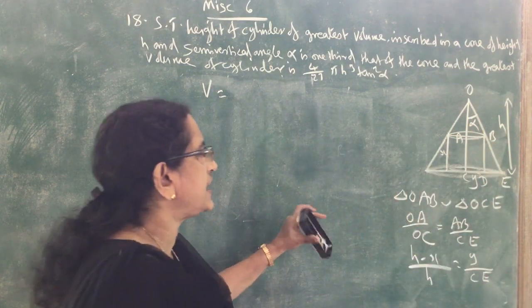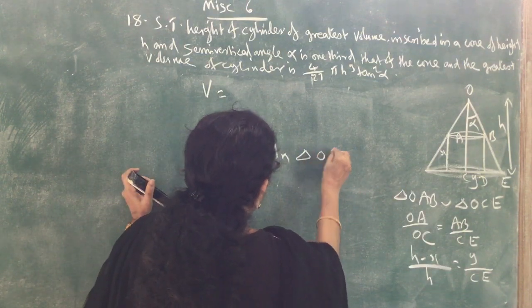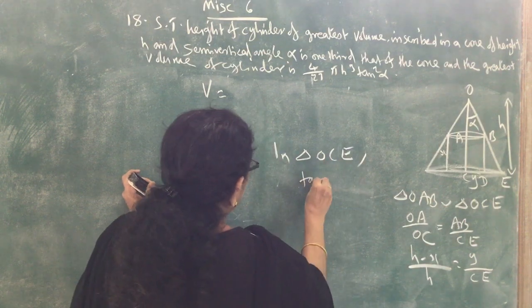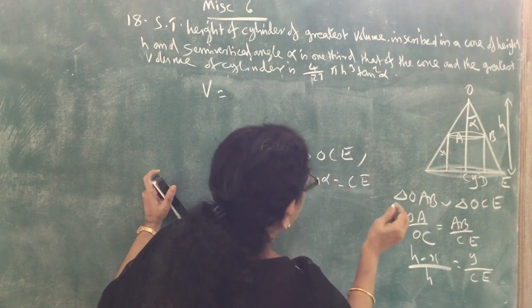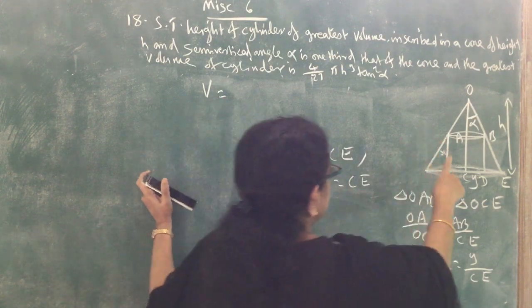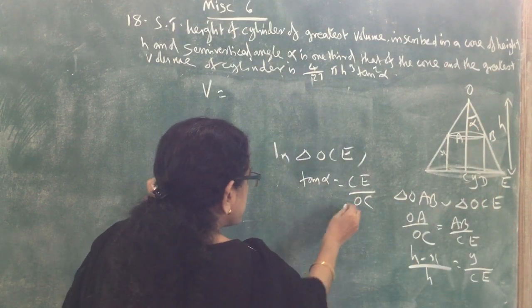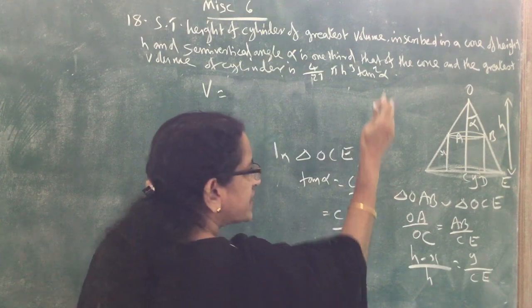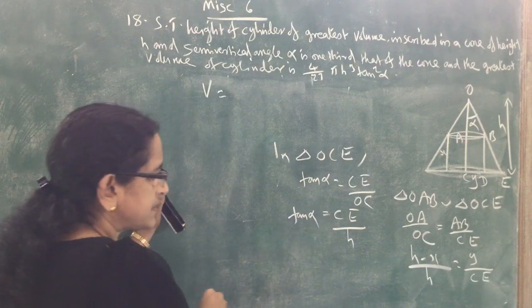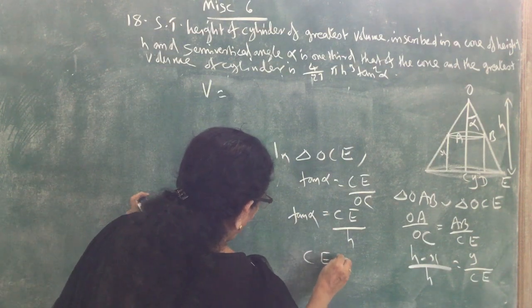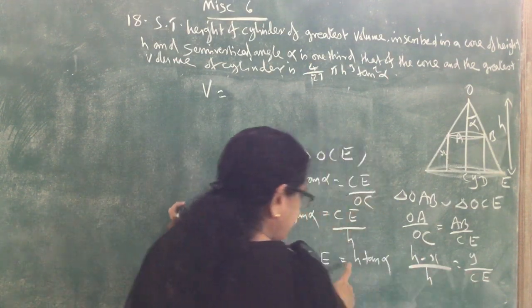We can find CE from the right triangle OCE. tan alpha equal to CE divided by OC, and OC is the height of the cone h. So tan alpha equal to CE by h, so CE equal to h tan alpha. So we can substitute h tan alpha in the place of CE.